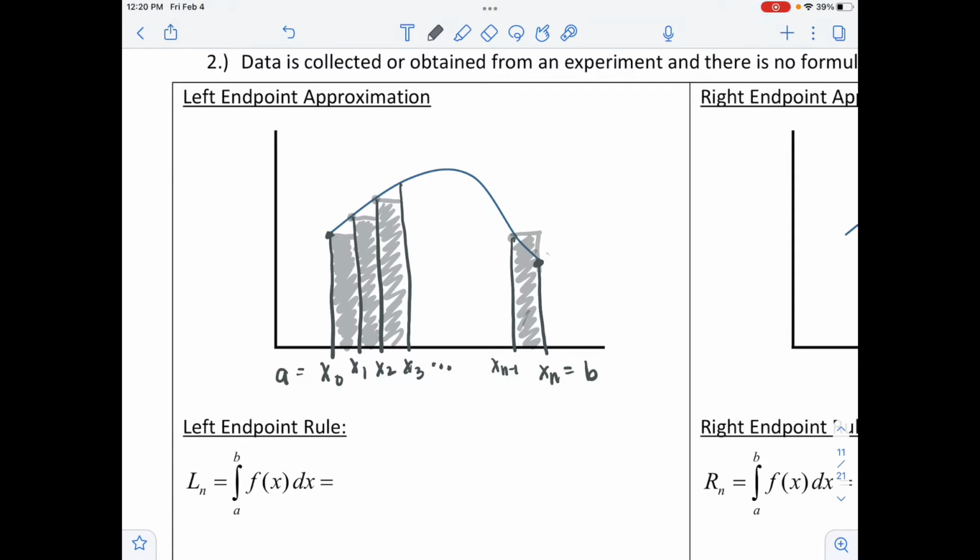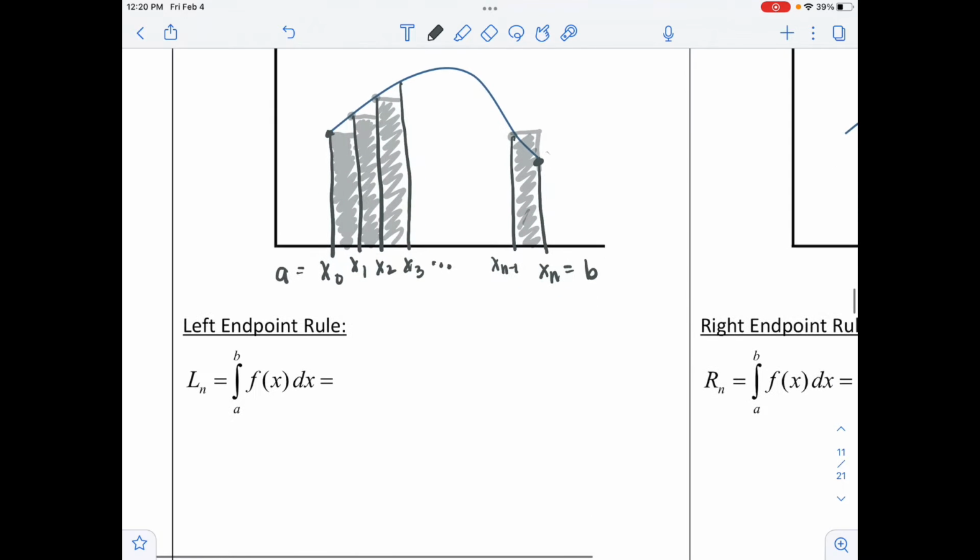Using this idea, we have a left endpoint rule. This is our left endpoint approximation. This is going to be L sub n, which approximates the integral from a to b of f of x dx, and this is going to be the sum from i equals 1 to n of f of x sub i minus 1 times delta x. So that delta x is our width, and the f of x sub i minus 1 is going to be the height of each rectangle.